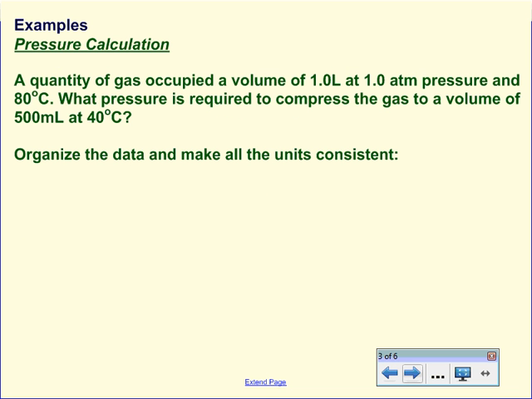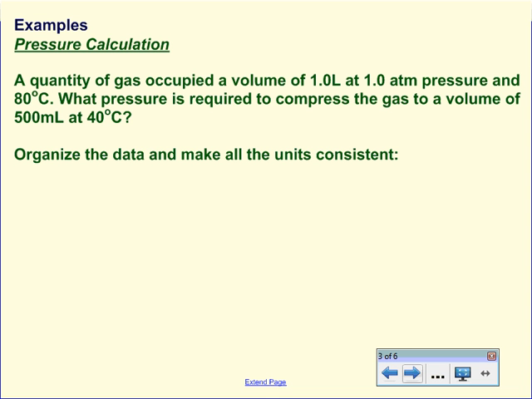A quantity of gas occupies a volume of 1 liter at 1 atm, or atmospheric pressure, and 80 degrees Celsius. So I have volume, pressure, and temperature. I want to know what pressure is required to compress the gas to a volume of 500 milliliters at 40 degrees Celsius. So now the volume and the temperature have changed, and I want to know what the pressure is. I also want to organize my data and make sure all the units are consistent, so that I get an accurate calculation.